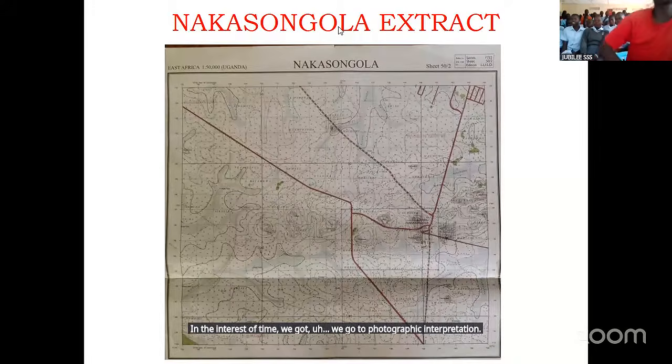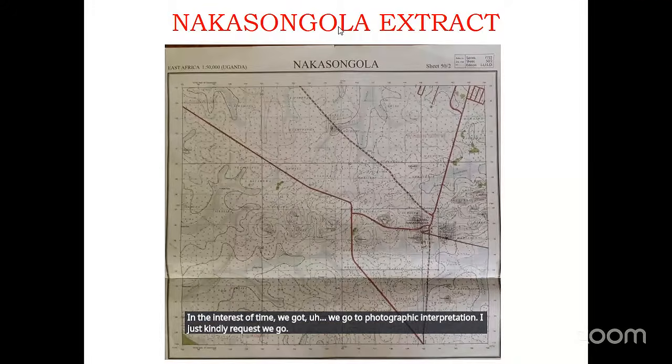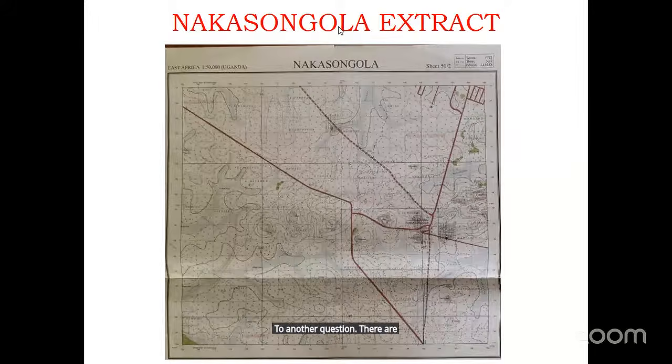In the interest of time, we go to photographic interpretation. I just kindly request we go to another question. There are so many hands, but Mbale Comprehensive is there. But give me a chance, I talk about Mubende, Ame, and Bwana Stephen. I just request that I look at other items rather than concentrating on one item, in the interest of helping all the participants.